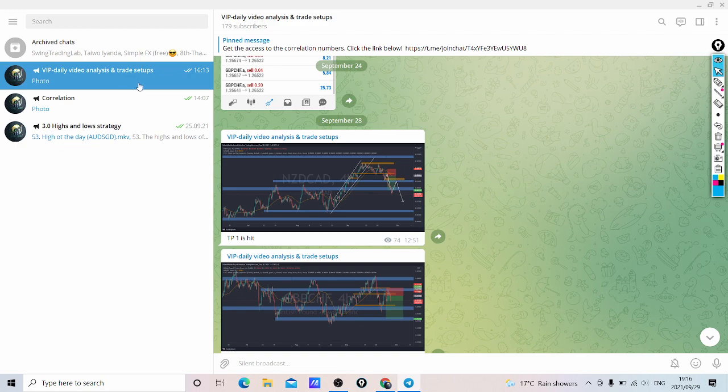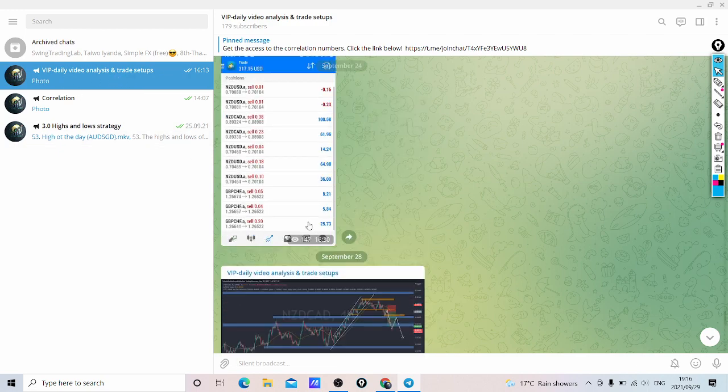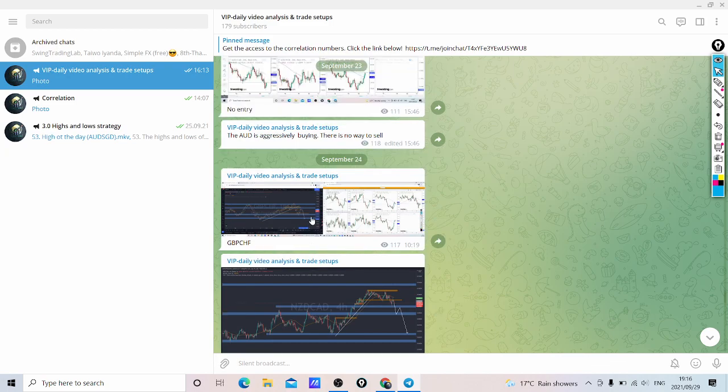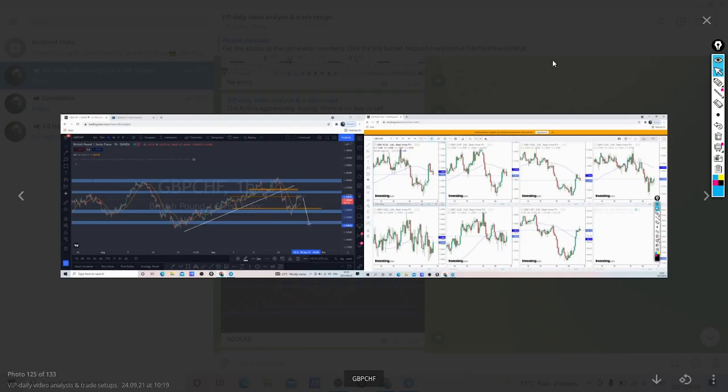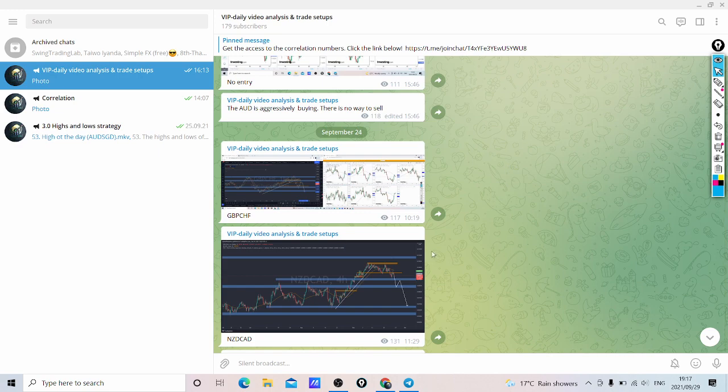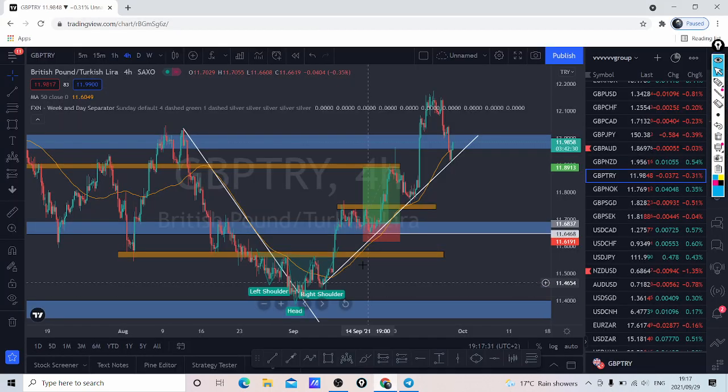Okay, so we are here in the VIP group, and let's scroll back. This is the first trade that I gave out on Friday on GBP Swiss. It was a breakout, pullback, making the high of the day, lining up with correlation, and then we sold. So let's go into our TradingView platform just to see what is currently happening.